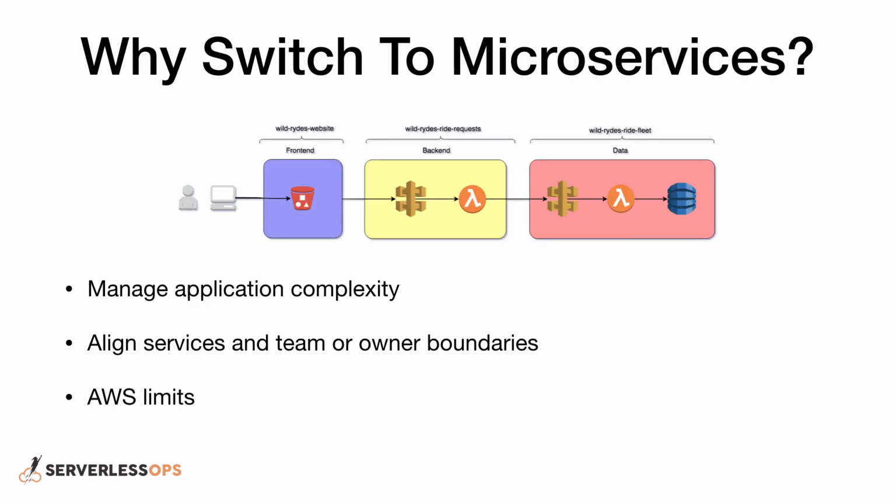There's many reasons you might decide to refactor your monolith into microservices. Some, but not all, reasons might be at a certain scale or complexity, refactoring into smaller services can help make them easier to understand. Refactoring may also help align service ownership better with team or other organizational boundaries. Plus, there's also a 200 resource limit in CloudFormation. If your application grows to too many resources, you can't deploy.